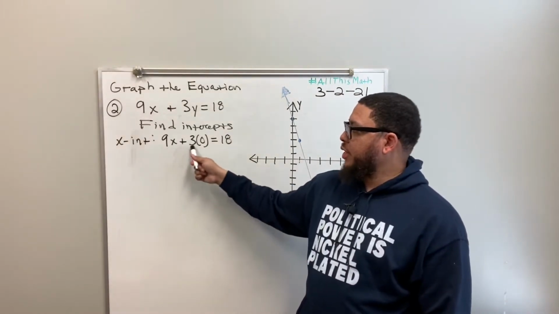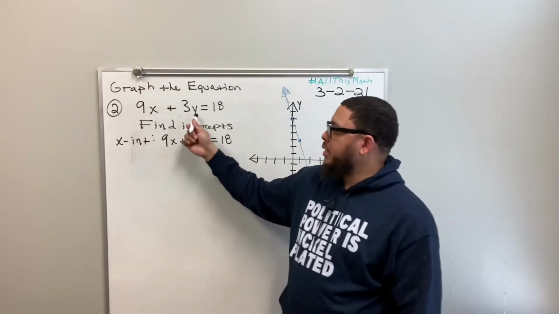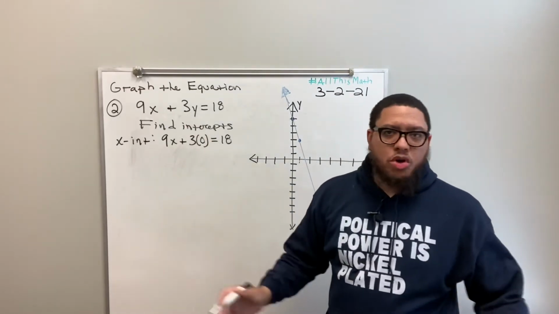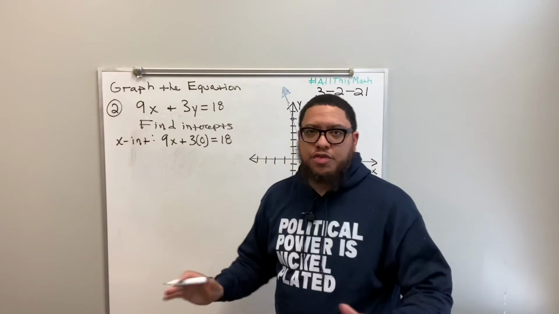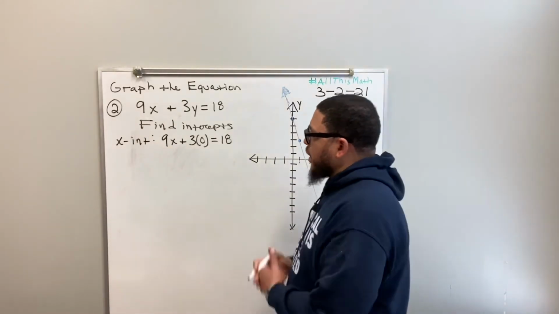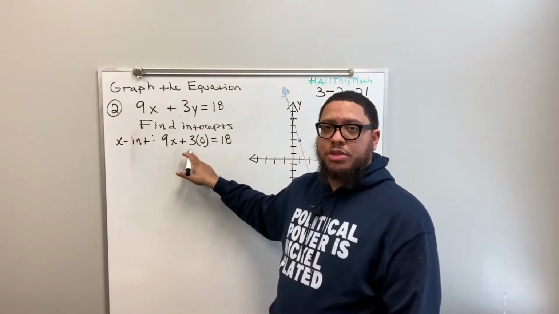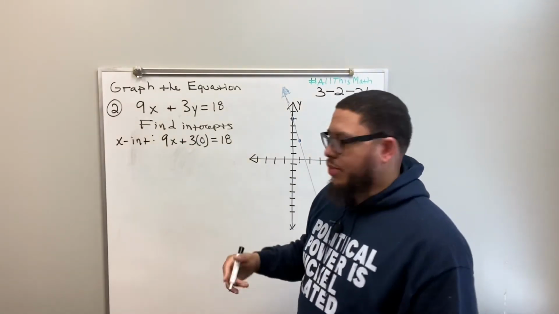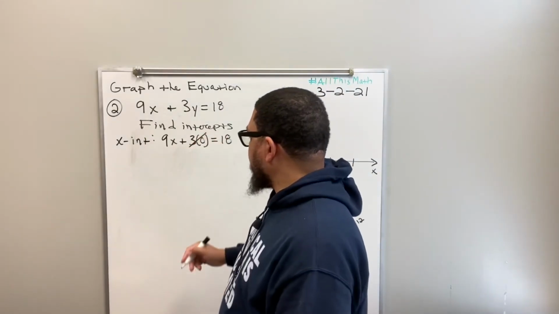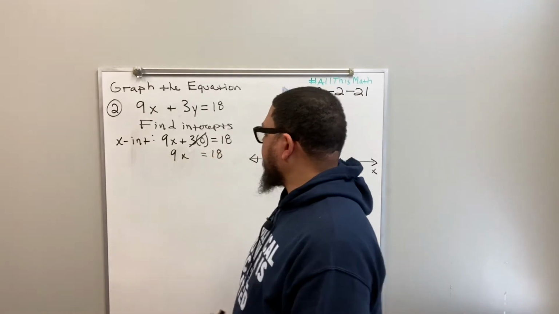9x plus 3 times 0 equals 18. All I did was replace this y with a 0. That's all I did. Nothing fancy, nothing major. Now I'm going to actually solve for x. First thing I need to do is simplify. I need to do 3 times 0. What is 3 times 0? 3 times 0 is 0. So cross him out. Then I got 9x equals 18.